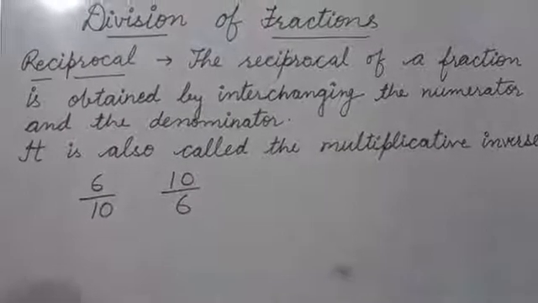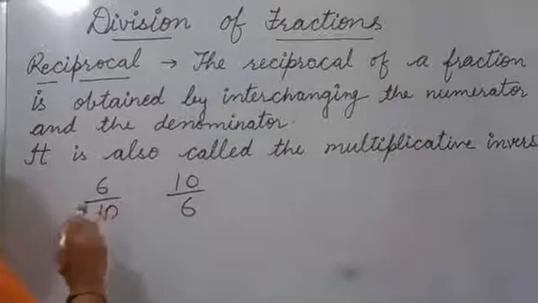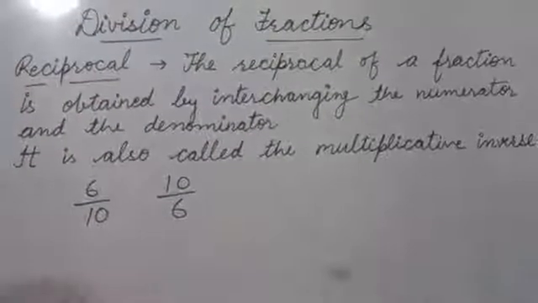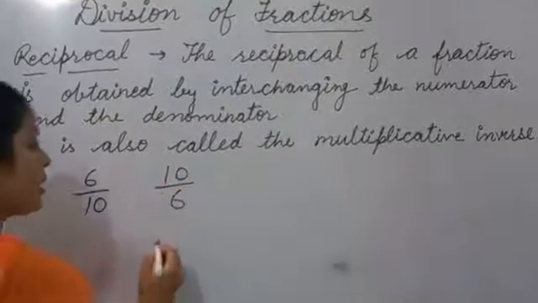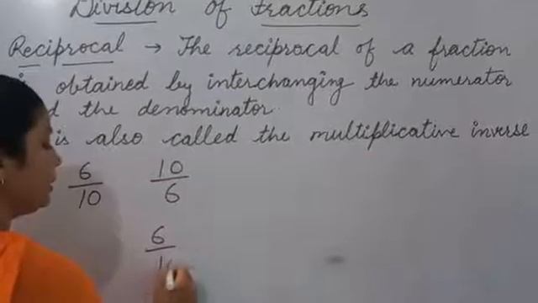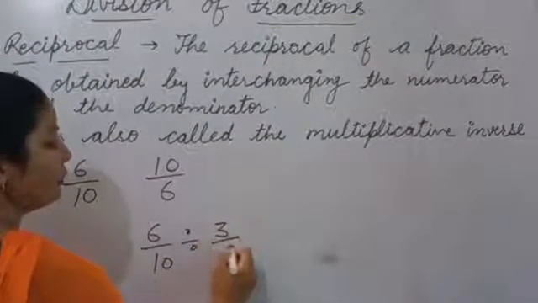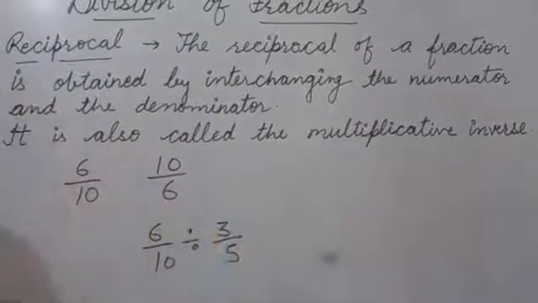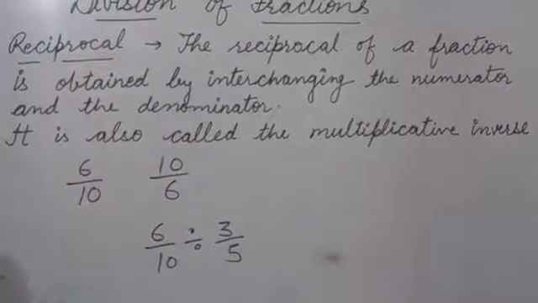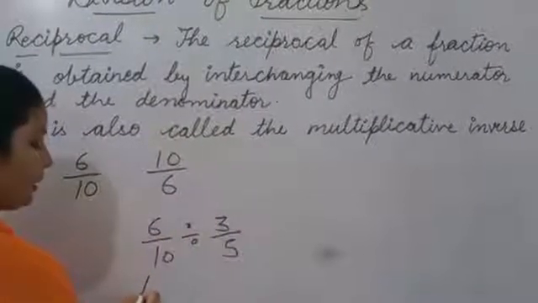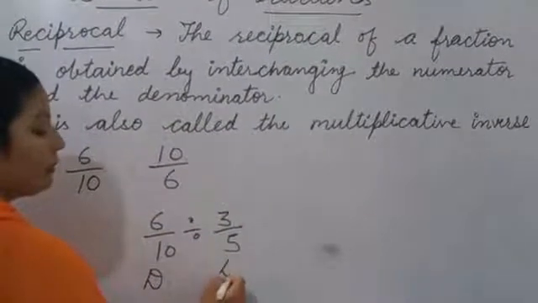Okay? Why do we require it? We require it in division. Because if you have 6 upon 10 divided by 3 upon 5, there is no method to divide it like this. This is your dividend and this is the divisor.